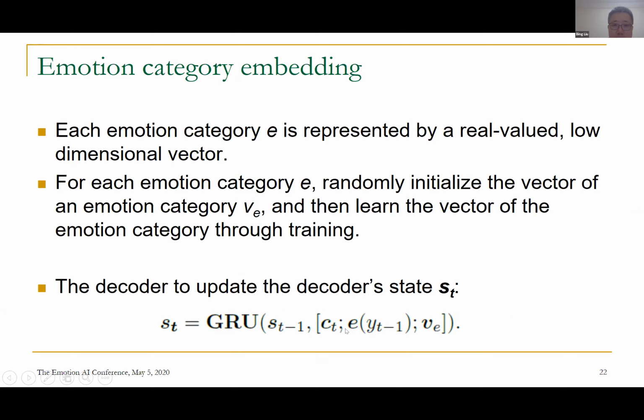So you can see this part has the user's sentence, the CT, which is the important part of the user's utterance information, and those are the previous words being generated, which is the E, basically we're producing the embedding of that, together with the emotion category we give. And then this is going to produce the state, the ST, and then this is going to be decoded.